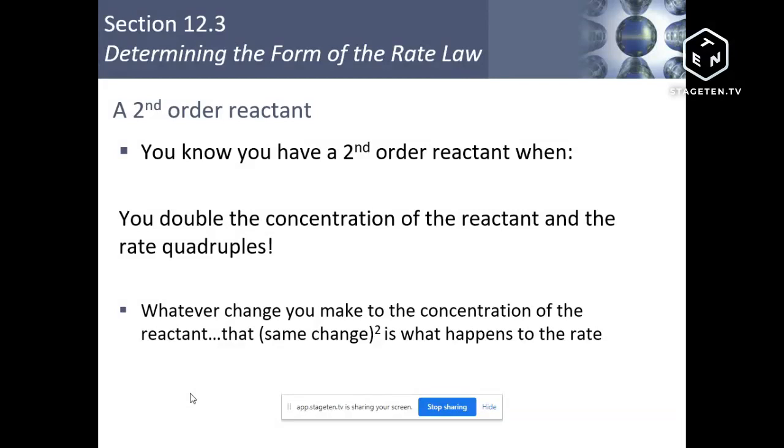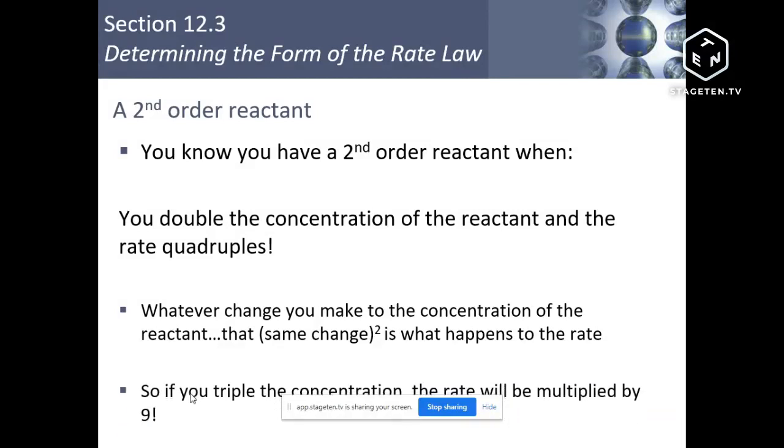Well, what if you cut it in half? If you cut it in half, what's 1/2 squared? It's 1/4, right? So if you cut the concentration in half, the rate is going to decrease by a factor of 1/4, or the rate is going to be 1/4 of its original value, even though the concentration is only half of its original value. Okay, does that make sense? All right, so that's what that means. So again, if you triple the concentration, the rate will be multiplied by 9.